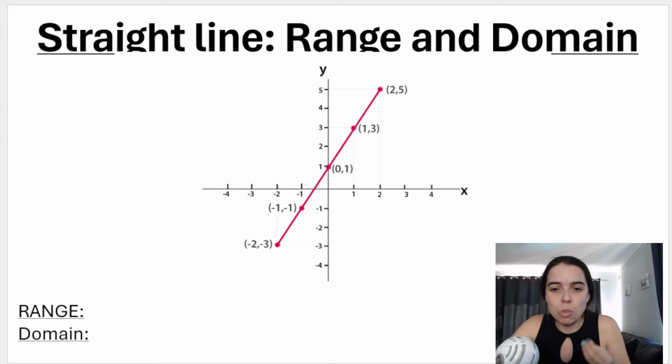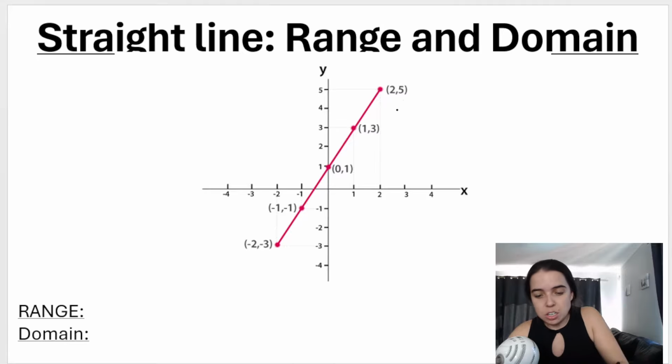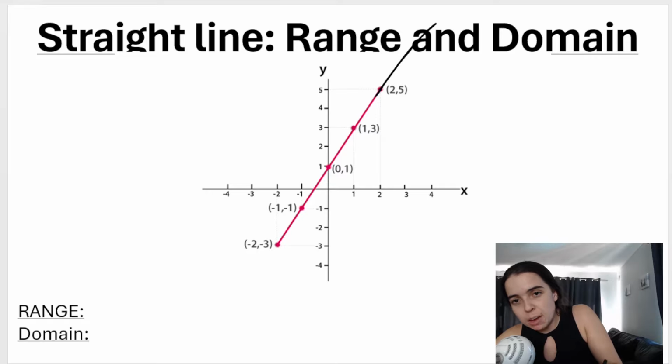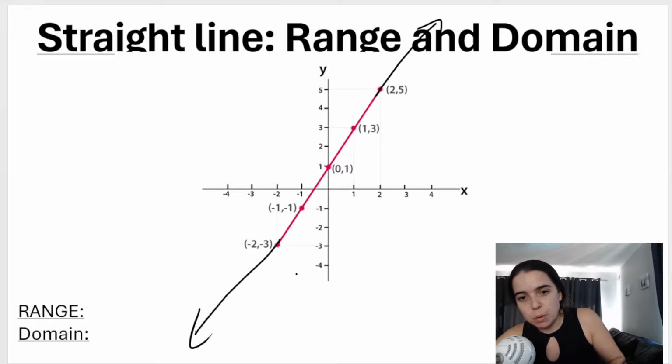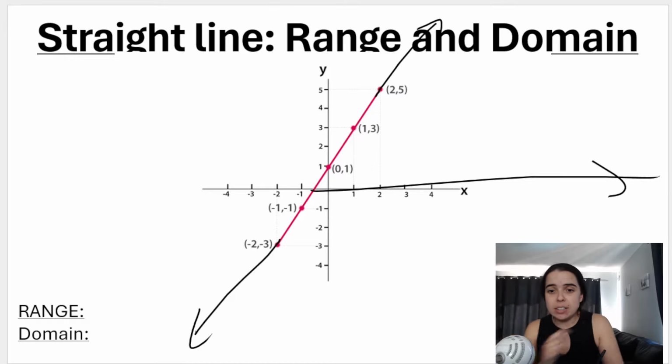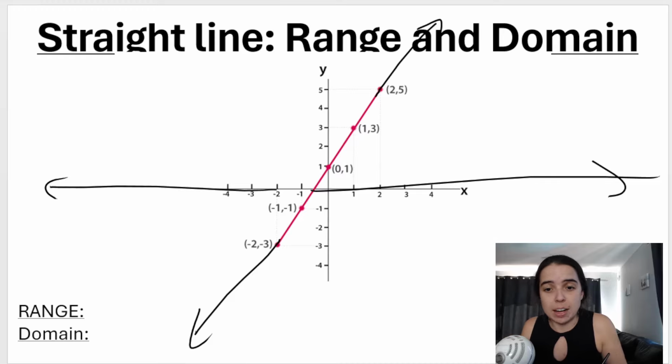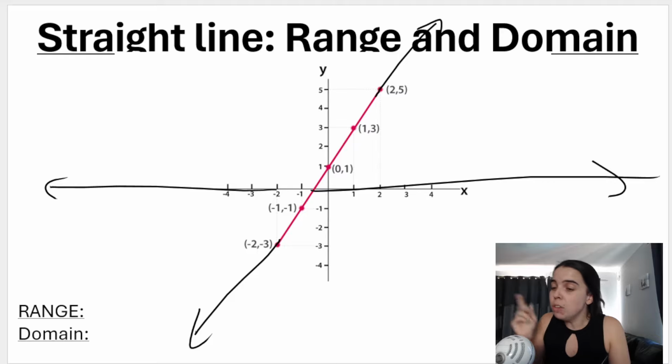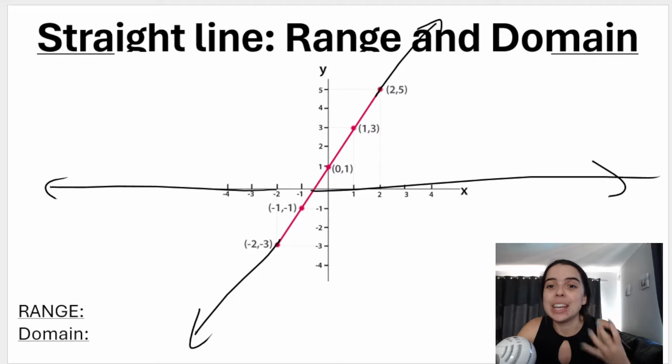Why? Because I can draw the function in a way that it'll continue going all the way that way, all the way this way, which means all of the x values going all the way to infinity are included in the domain, and all of the x values going on that way to negative infinity are included in the domain. So how do we write this? How do we write the domain for the straight line function?